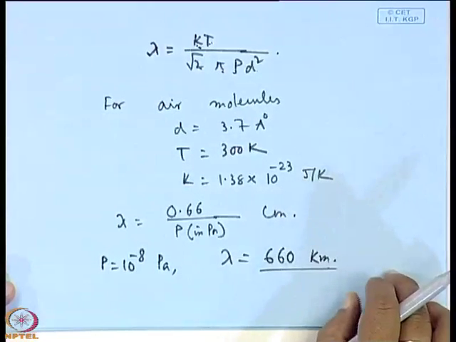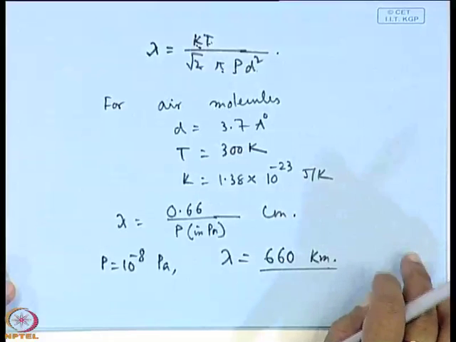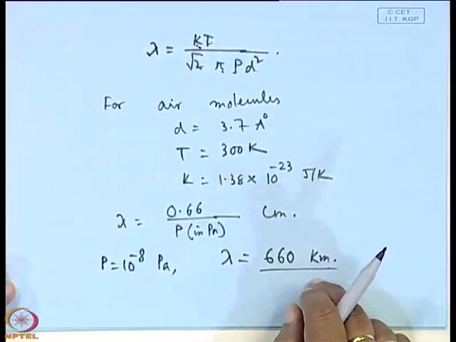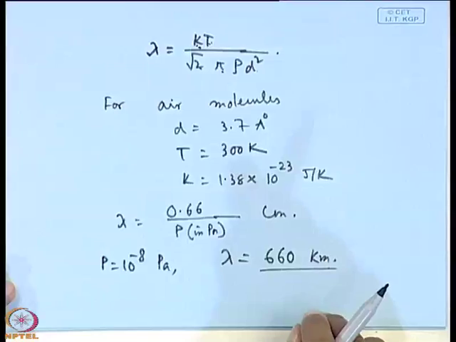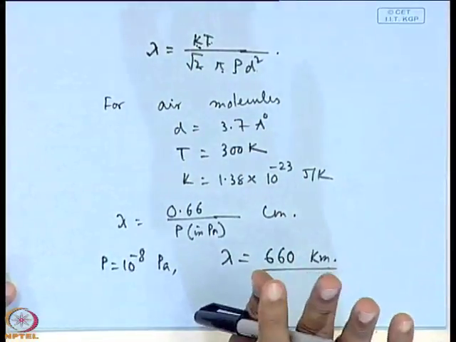So the mean free path for air molecules at room temperature with a pressure of 10 to the power minus 8 Pascal is very, very high. That means it is 660 kilometer. What is the physical implication of this? Two air molecules will collide after 660 kilometer, not before. So 660 kilometer is free space, free from any collision.